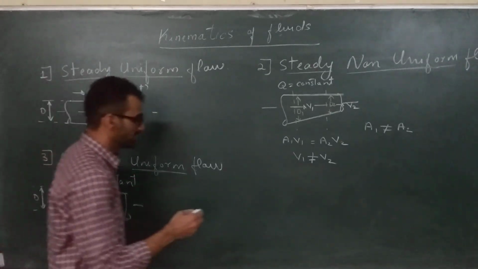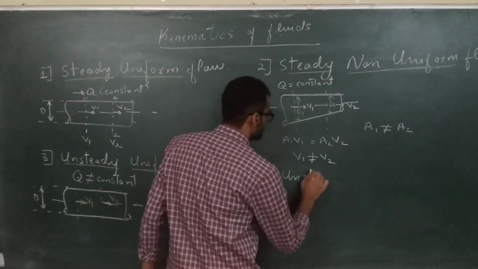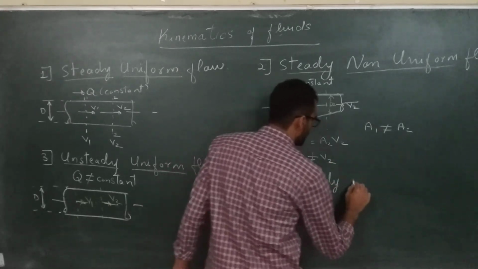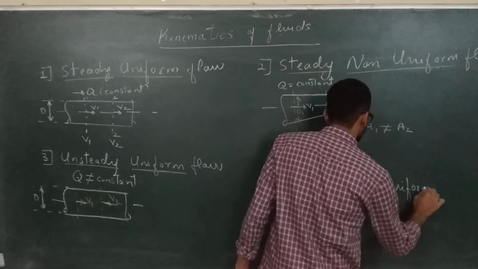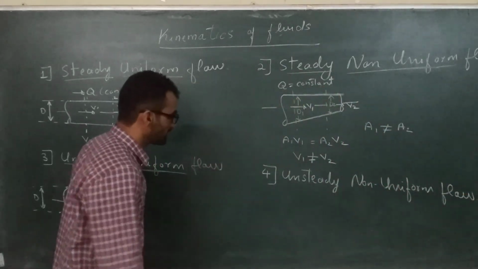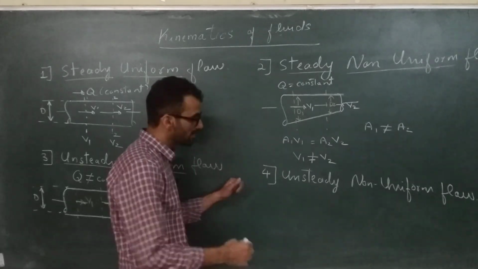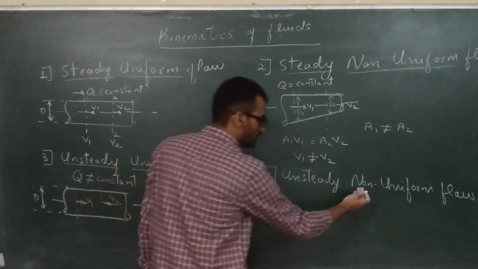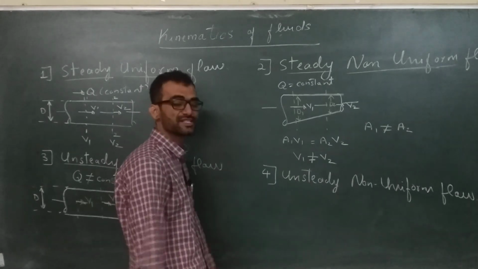Alright, now the last type is the unsteady non-uniform flow. So the example is quite simple. To create unsteadiness, what do we have to do? We have to keep changing the discharge. And to achieve non-uniformity, we have to keep changing the flow area so that your velocities will change spatially.